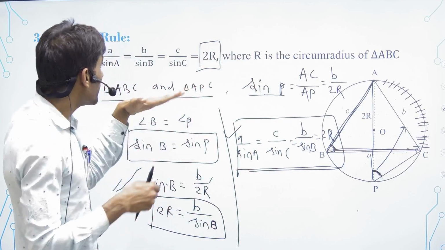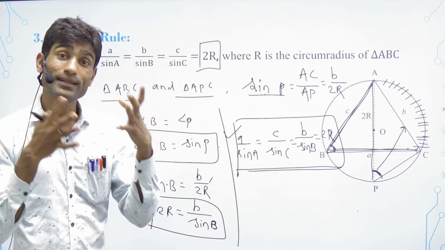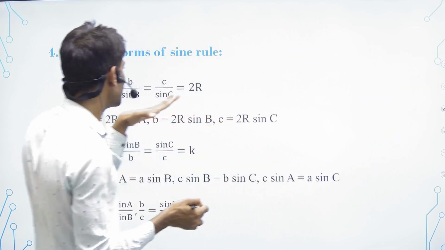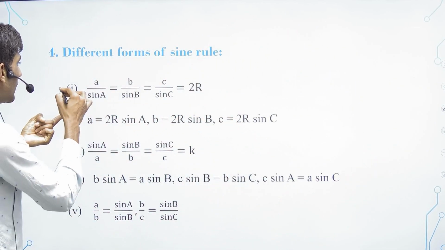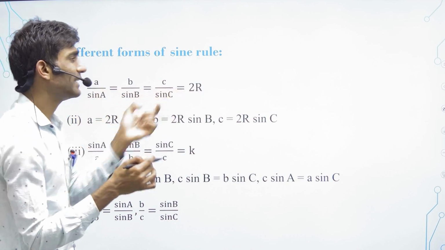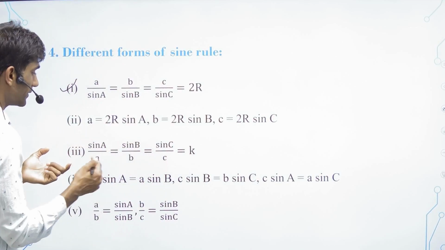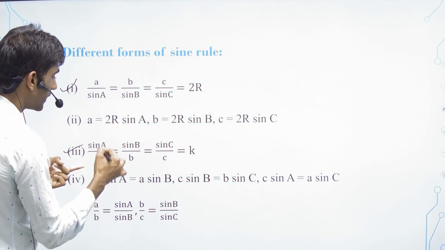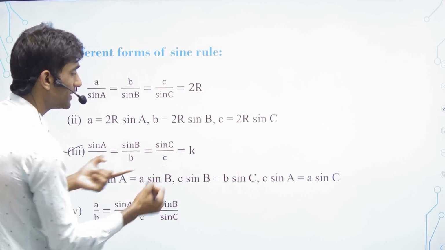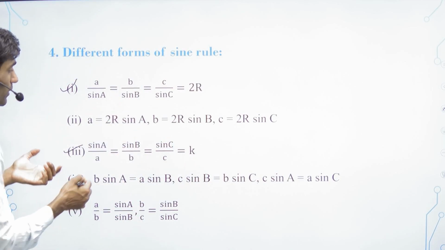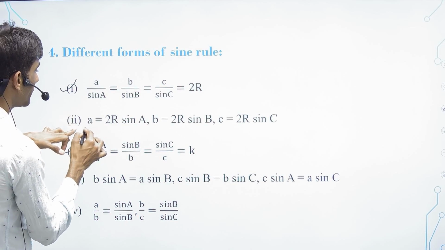Now in my next part, we have to prove the different parts of the sine rule. The different parts of the sine rule we can see here: A upon sine A, B upon sine B, C upon sine C, which is equal to 2R. Already we have proved. Then after that, sine A upon A, sine B upon B, sine C upon C, which is equal to K. This one is also proved. After that, the second one we have to prove here.